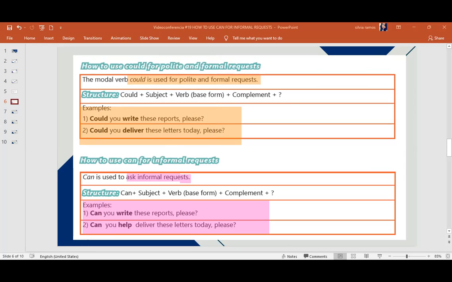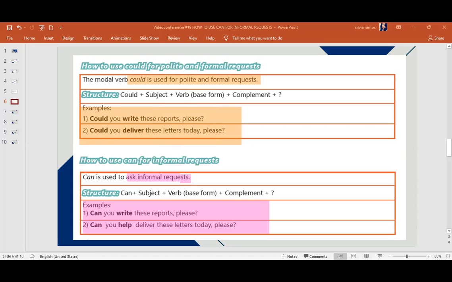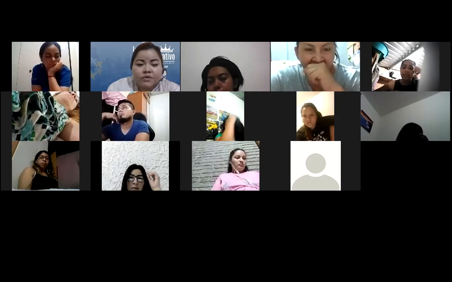Now, we're going to continue here then, right, with our explanation. I'm going to show you more examples and you are going to tell me if you understand those examples, okay? Now, let me show you here. Teacher, una pregunta.